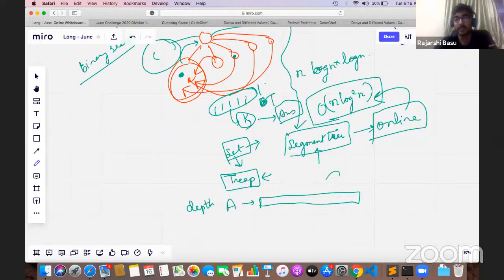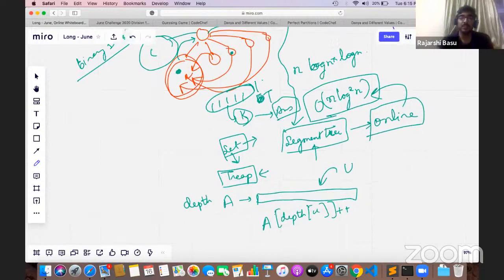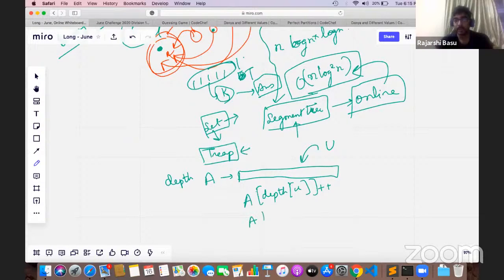Then when you insert a node U, you make this change: you increment the depth of U position, okay? And when you remove a certain element, you again decrement the depth of U position. So how does this help?